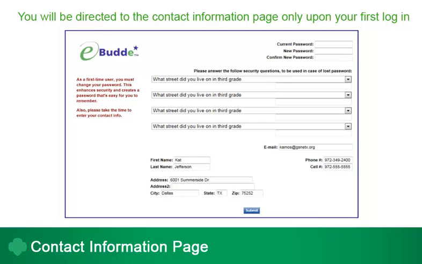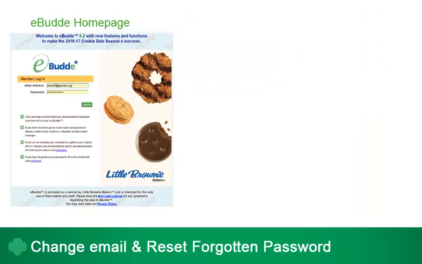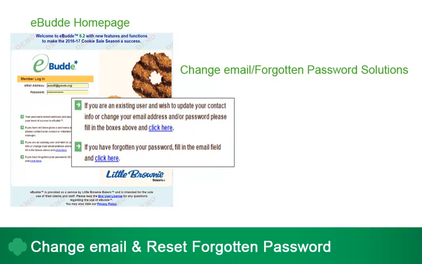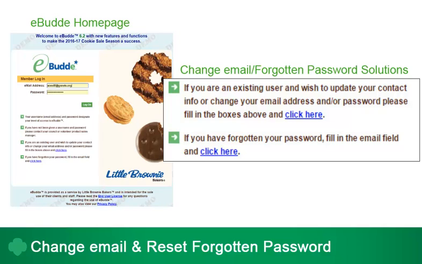The very first time you log in, you'll be directed to the contact information page where you'll be able to update your contact information, change your password, and set your security questions. If you want to change the email you associated with eBudde, or if you forget your password, simply visit eBudde's homepage and click on the correct solution link. When you reset your password, you'll be sent a temporary one. Be mindful, this password is only valid for 24 hours.